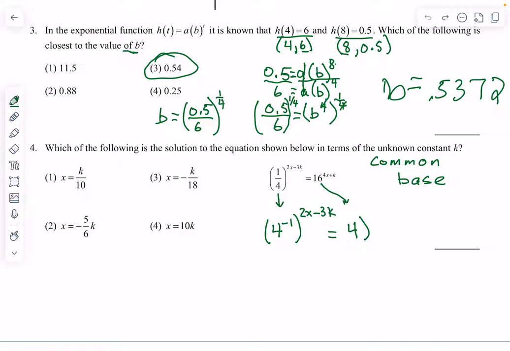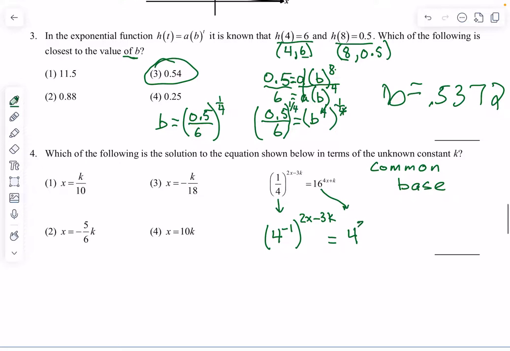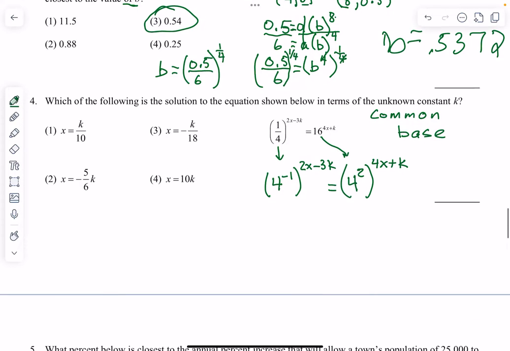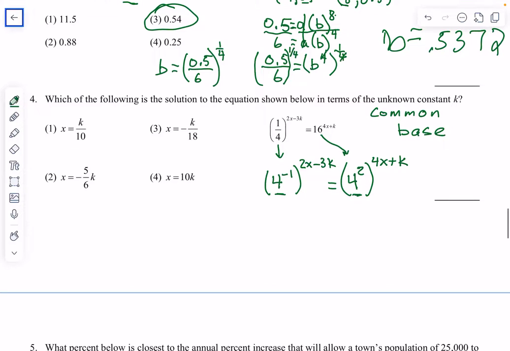And let me just write it differently. 4 raised to the 2nd power, and then this is raised to the 4x plus k. Now that we have the same bases, we can let their exponents equal each other, right? So we could set the exponents equal.